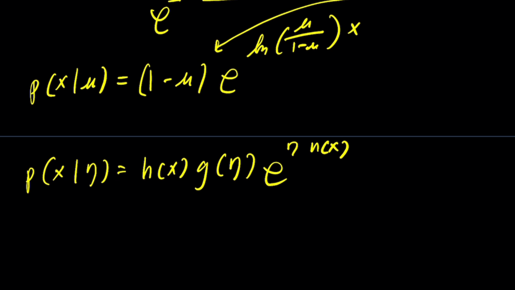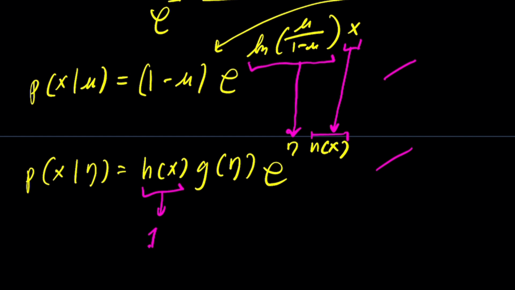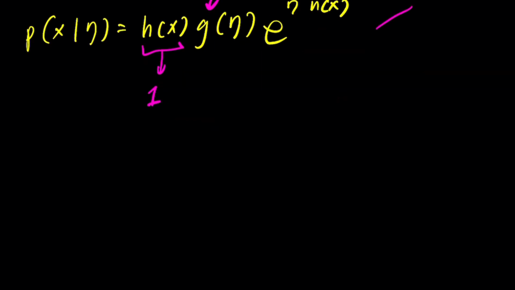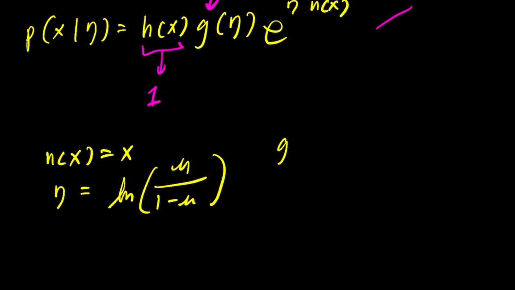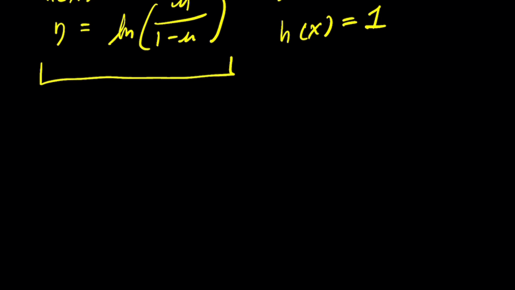We can now form a one-to-one correspondence between the Bernoulli equation and the general form, and we can see that u(x) is equal to x, η is equal to the natural parameter, h(x) is equal to 1, and 1 minus mu is equal to g of your natural parameter. Summarizing the mappings, we get u(x) is equal to x, the natural parameter is equal to ln mu over 1 minus mu, g of the natural parameter is equal to 1 minus mu, and finally h(x) is just equal to 1.